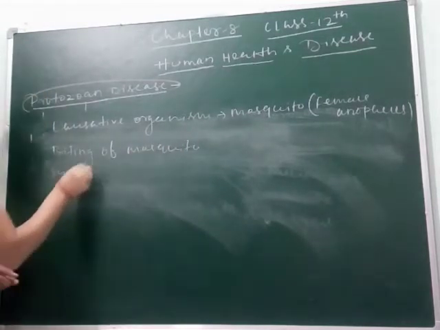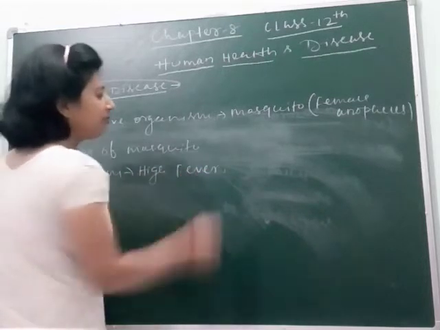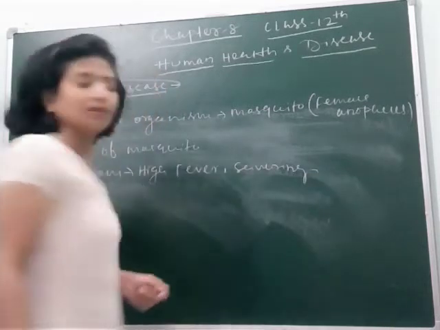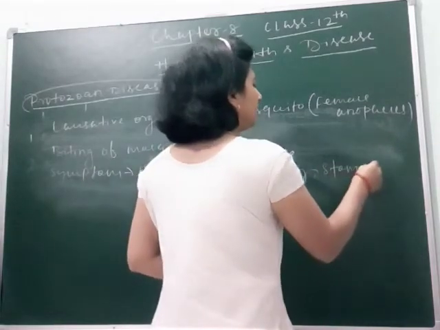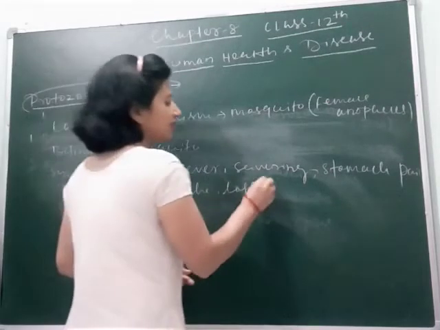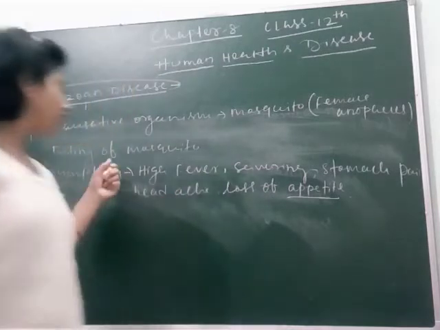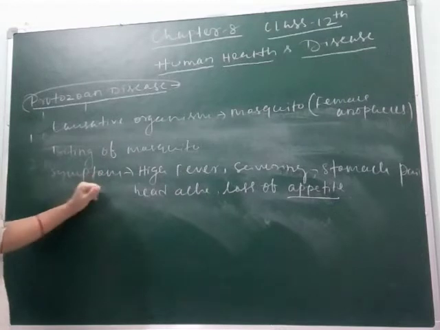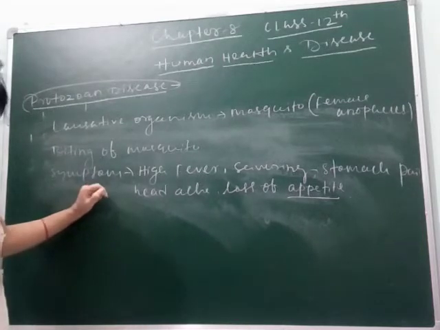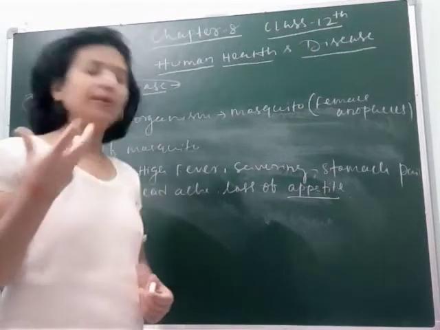Next is symptoms. In malaria there is high fever, then shivering, then stomach pain, headache, and loss of appetite. Appetite means भूख का ना लगना, loss of appetite. So these are the symptoms. Clear? As we know, there are some drugs for bacteria and some drugs for fungi, but for protozoa also some drugs are used. For malaria, chloroquine tablets are used. This is the best against malaria.